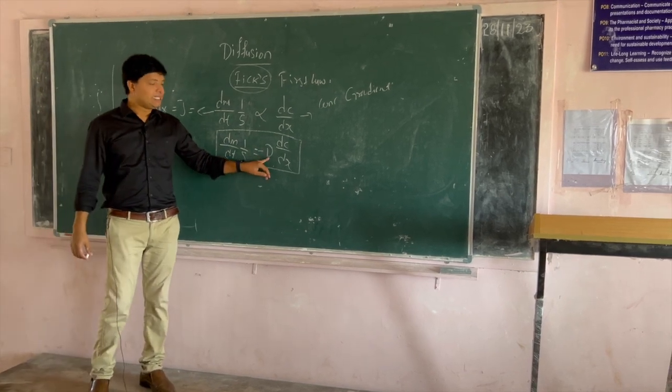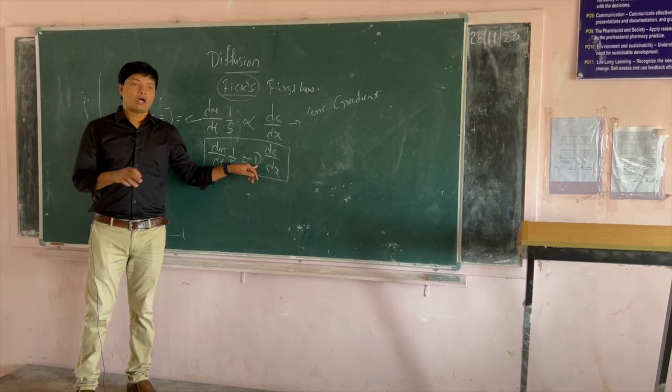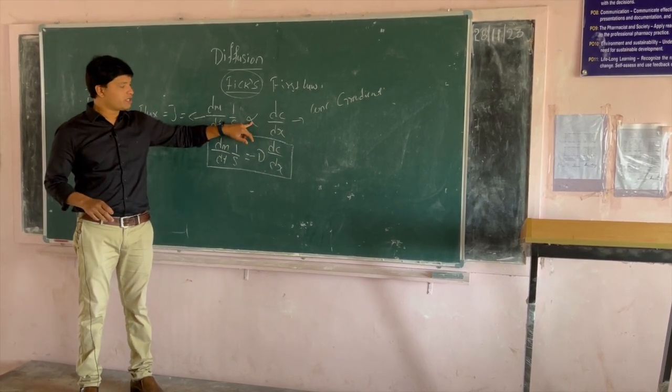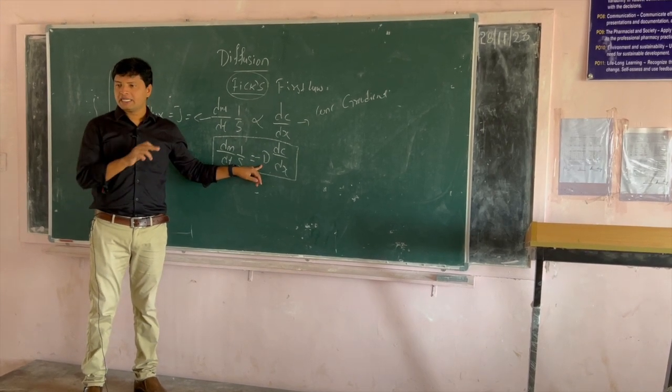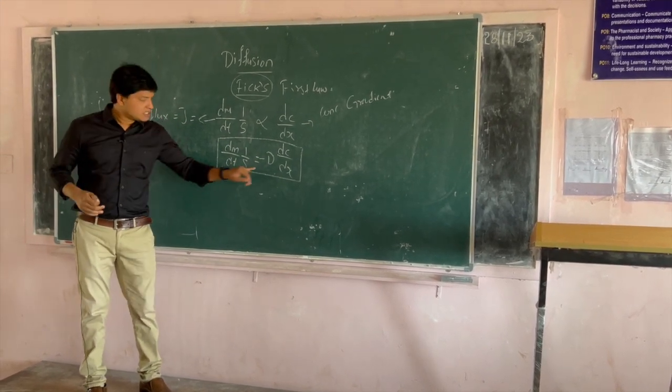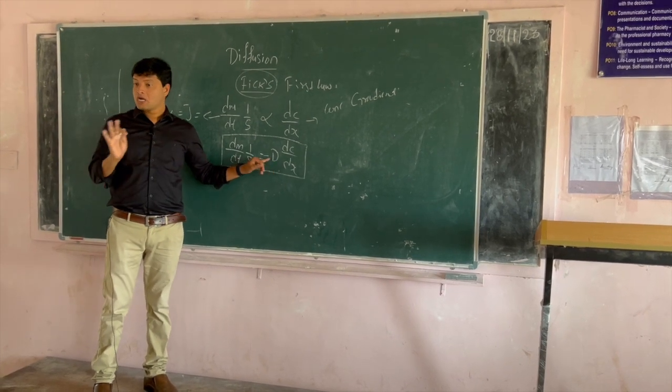Now remember, d means diffusion. I just said remove the proportionality constant and keep a constant, but we are not saying it as a constant. What should we say? Diffusion constant? No, the name given is diffusion coefficient, not constant.